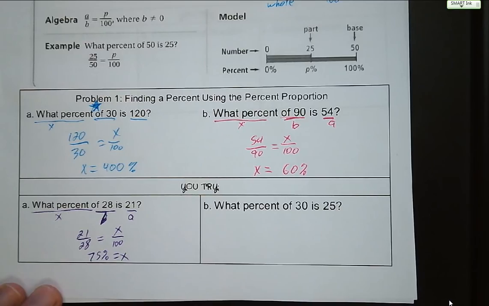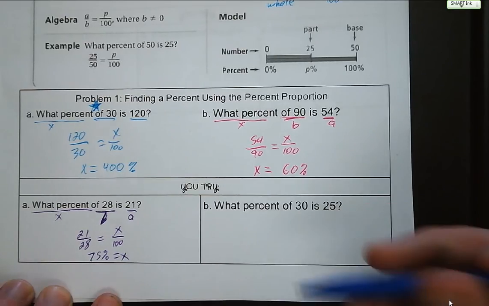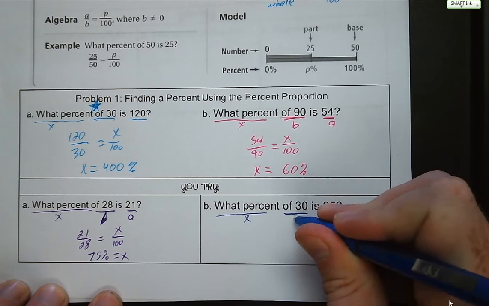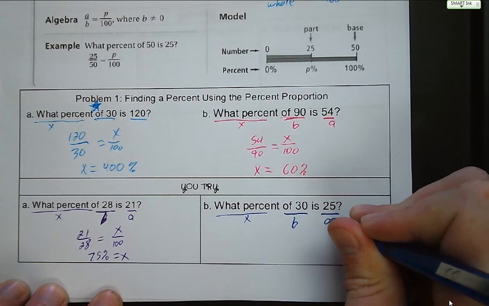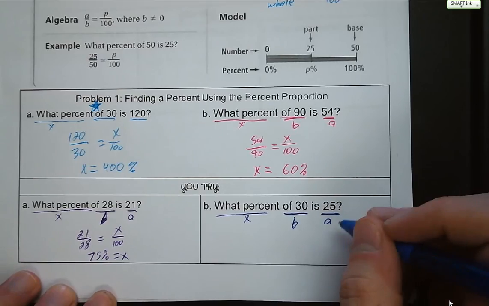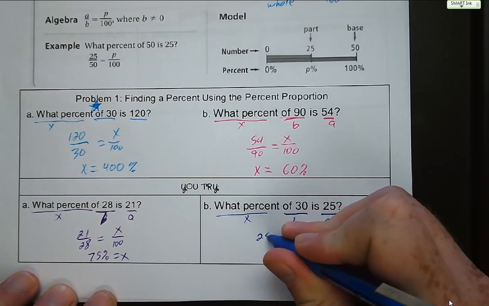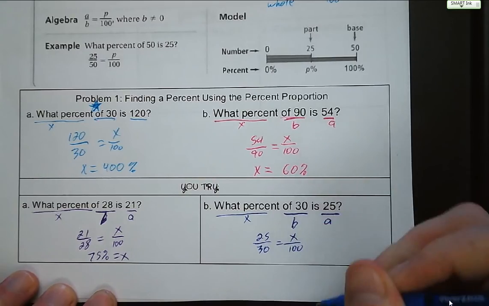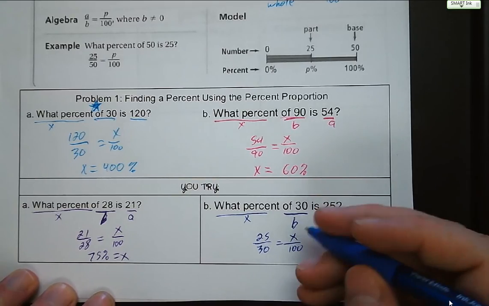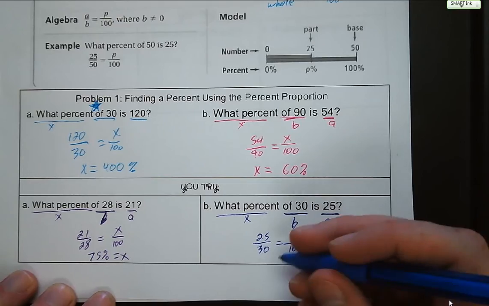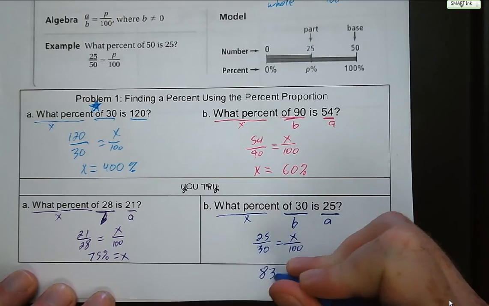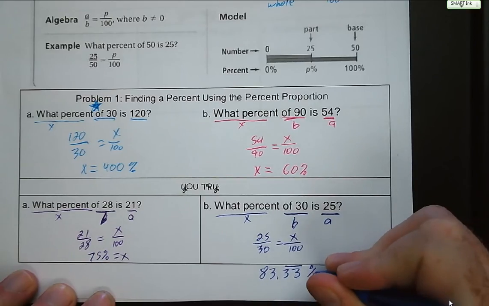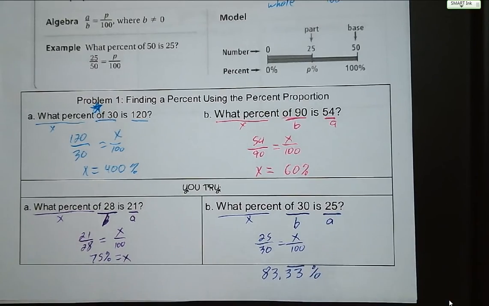Okay. And letter B, what percent, that's our unknown, of 30, our base, is 25, our part. 25 over 30 is equal to x over 100. When we do the math, 25 divided by 30 times 100, we get 83.33 repeating percent.